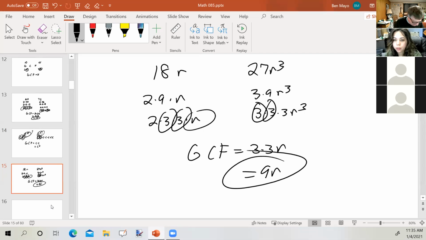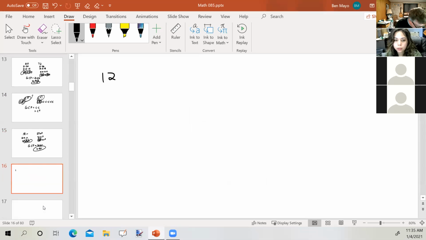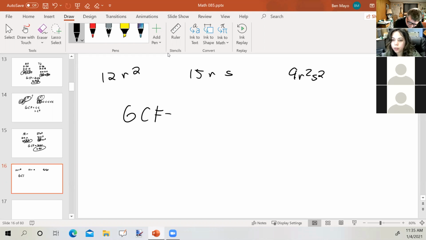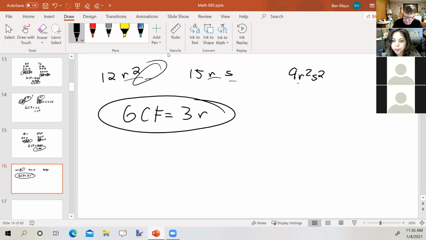Okay. How about this one? 12r squared, 15rs, 9r squared s squared. Looking across the numbers, the 12, the 15, and the 9, let's see, that 3 would be the greatest common factor of the numbers. The r's, I have r squared, r, and r, so just an r. S's, I have no S's, 1 S and 2 S's. So this doesn't have any S's, so their greatest common factor is just 3r. Any questions there?